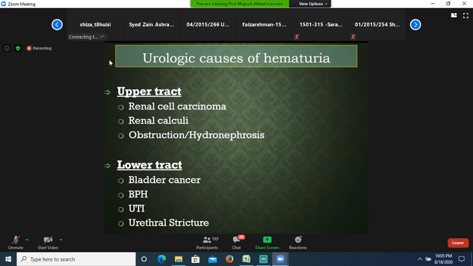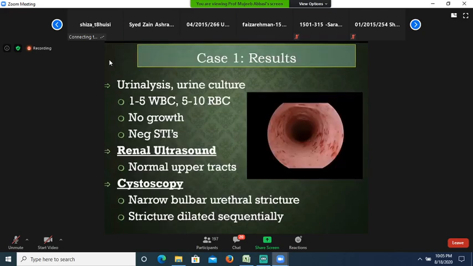Now, in our first case, urine analysis and culture show 1 to 5 WBC, 5 to 10 RBCs, no growth, negative for sexually transmitted infections. The renal ultrasound was normal. Now we need to do a cystoscopy, which showed this one. And this is how it looks. If you can see, it will be there. Now that's how it is done.